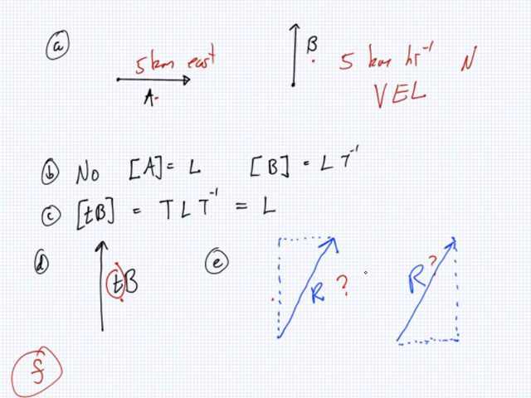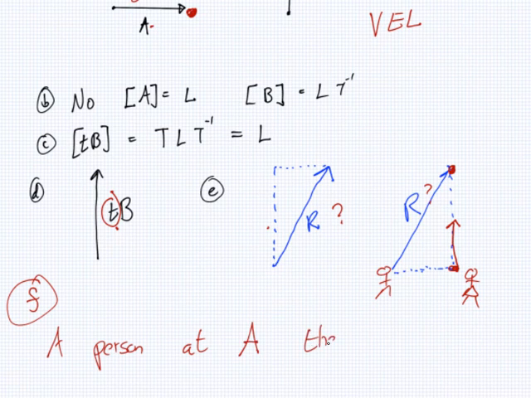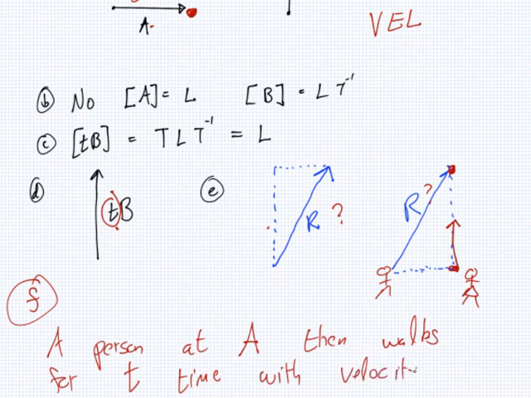So if you think about it, because we added it onto the A, what's happening in the story is somebody was 5 kilometers to the east. Then they headed north at 5 kilometers per hour for 2 hours. So it's like they started here and walked north for 2 hours and ended here. So like this is me here, this is someone else here. She started here and then traveled north for 2 hours. So we could describe it as a person at A then walks for T time with velocity B. Yeah, this is how you could put a story to what you did.